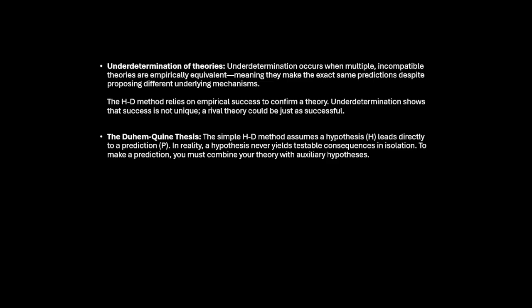When a test fails, logic doesn't tell you what went wrong. To make a prediction, you need a theory plus a bunch of extra assumptions, like the assumption that my equipment is working right now. The problem is that if the prediction fails, you don't know if the theory is wrong or if one of those extra assumptions was wrong. You can always save a theory by blaming the equipment at your hand.